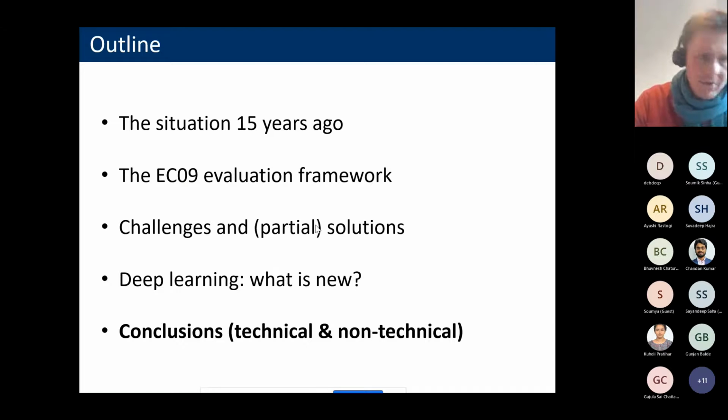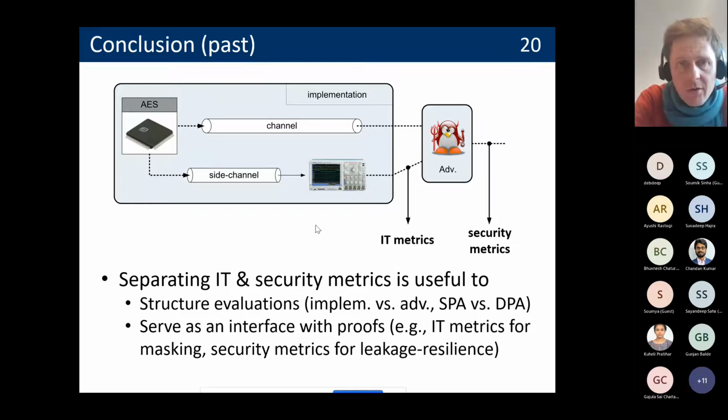Good. So what time? Yeah, it's more or less time to conclude, I guess. What I wanted to say, first about the past, the conclusion would be that the main reason why we introduced this framework 15 years ago, which is about separating IT metrics and security metrics, remains quite useful to structure evaluations, because it helps you if you want to compare implementations, if you want to compare adversaries. It tells you what's the right metric to use, right? Information theoretic metrics for implementations, security metrics to compare adversaries.